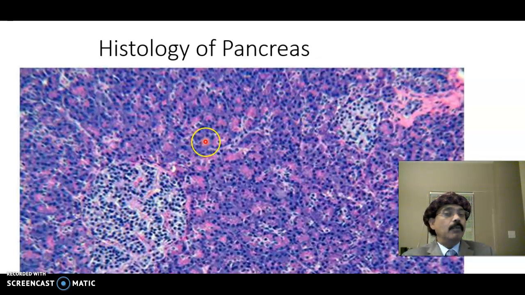All the acini ultimately go to the duct and ultimately open into the second part of the duodenum. But the islets of Langerhans has no duct. It is a ductless gland. This is the endocrine part, and the secretion goes directly into the blood. And this is very vascular. We are looking at some capillaries, and these are fenestrated capillaries. They are not continuous capillaries. They are fenestrated, so secretion can go to them very easily.